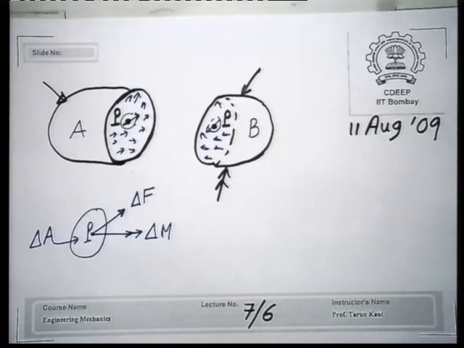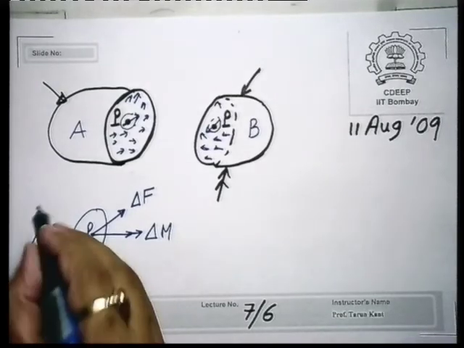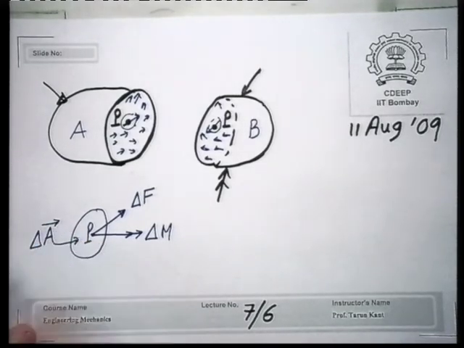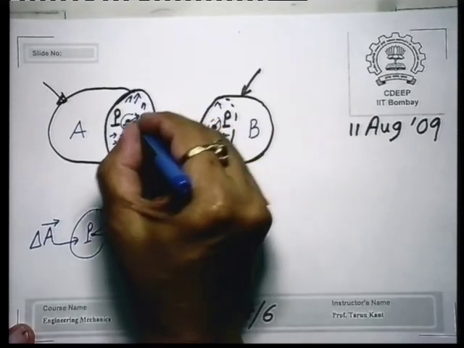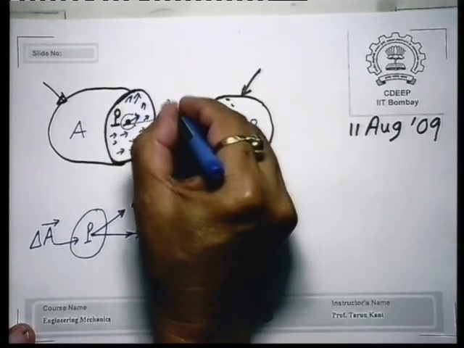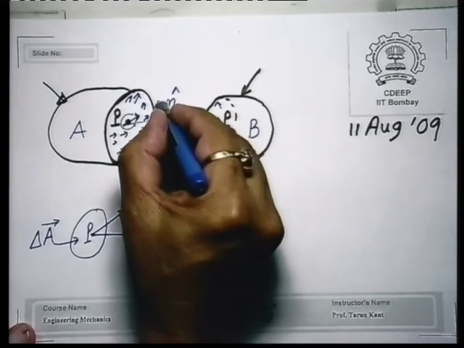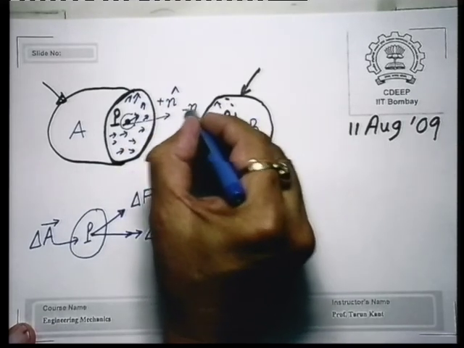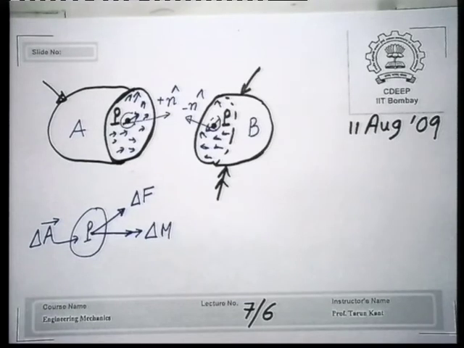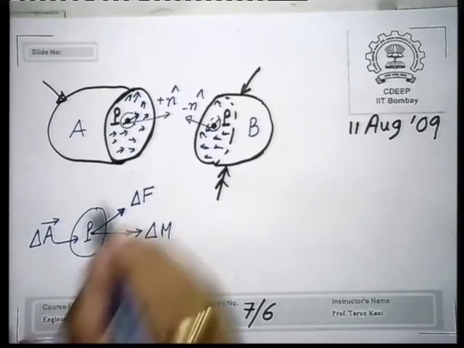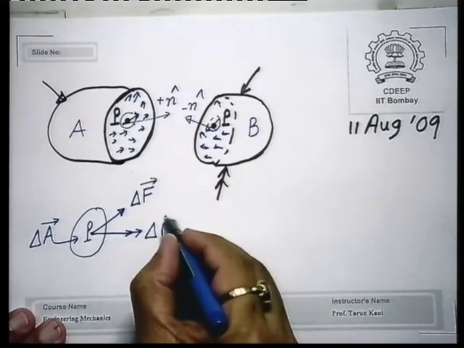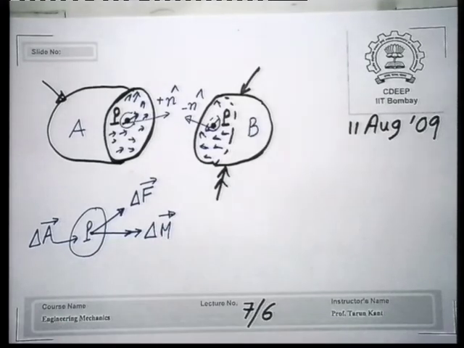So, in general, area also is a vector, because area is always defined by the normal to the plane. So, this is the positive normal, this is the negative normal, then this is a vector, and this is also a vector.